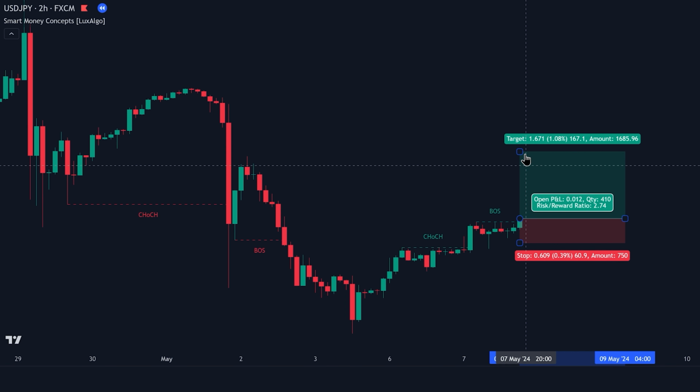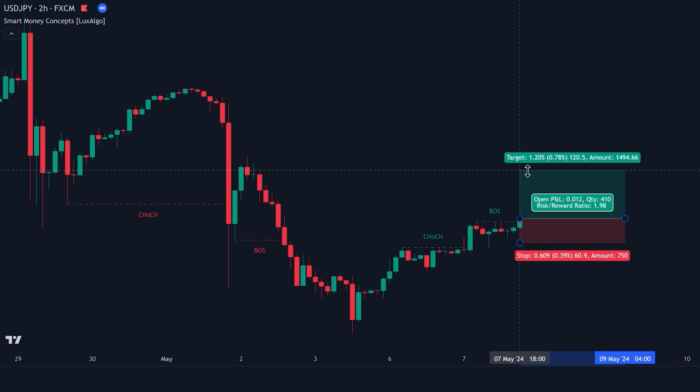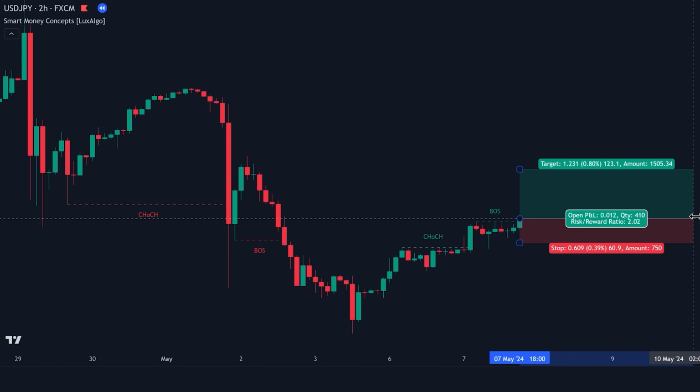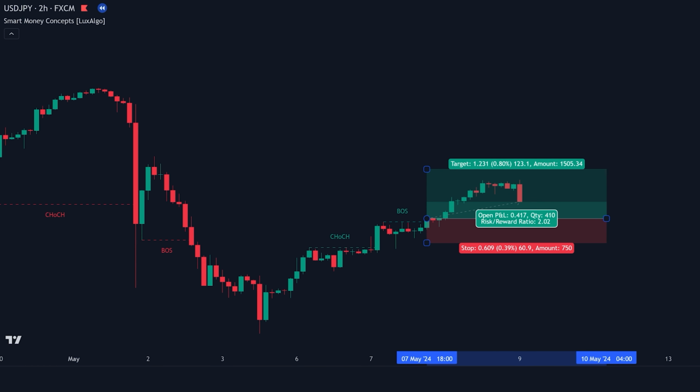Place the stop loss slightly below the most recent swing low point. Aim for a 1:5 risk to reward ratio. Here is the result.